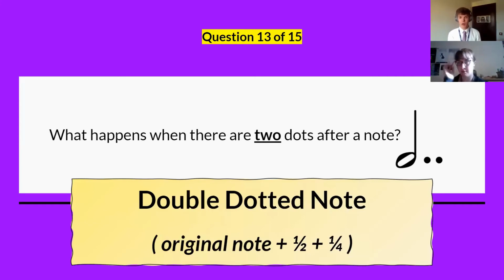And so we end up with a note that's longer than the original note, and longer than a dotted note, but shorter than 2 lots of that note, if that makes sense. It's a little bit mathsy, so don't worry if you don't quite get it 100%, but that's the principle.